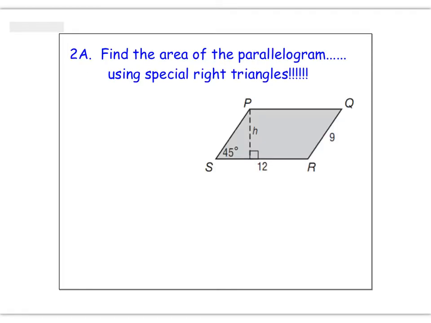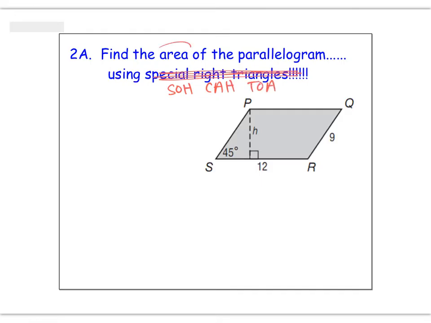All right, are you ready for a blast from the past? This one says, find the area of the parallelogram using special right triangles. I'm going to cross that out. That's been so long, we might have forgotten about that. I'm going to say using SOHCAHTOA. Let's see if we can remember how to use SOHCAHTOA.